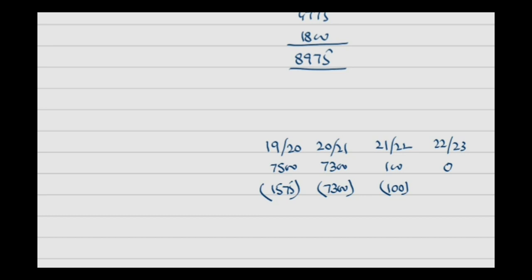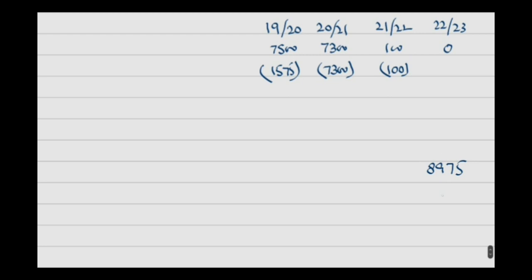Because in terminal losses we have to follow the LIFO basis, and you have to prepare the loss memorandum as well. That loss is used first against 21-22, then against 20-21, and then the remaining loss is set off against the profit of 19-20.